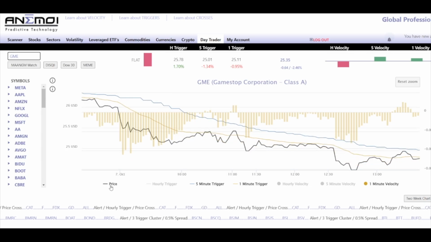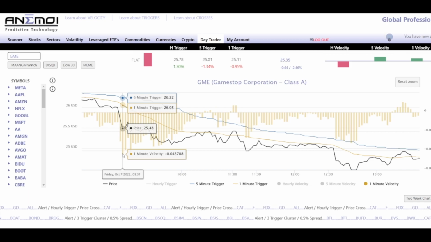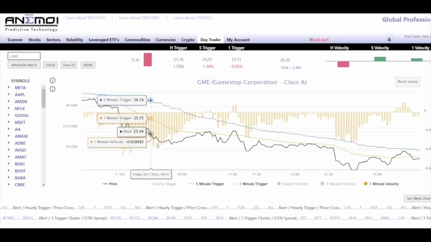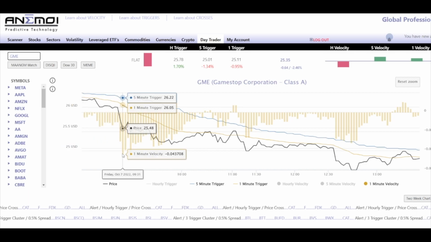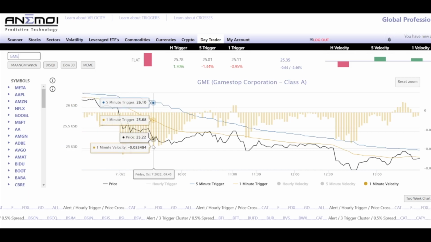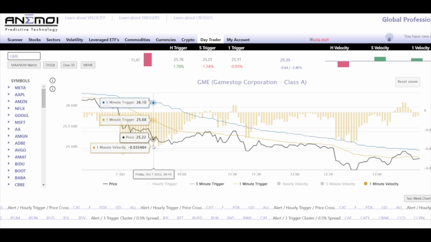Okay, so what we want to do now is count for 3 new lows, but velocity not making 3 new lows. So the first one is right here. Price comes down to 25.22, and you can see that the 1 minute velocity is not coming down with price. So that tells you that once you get 3 of these, the sell program is finished selling.